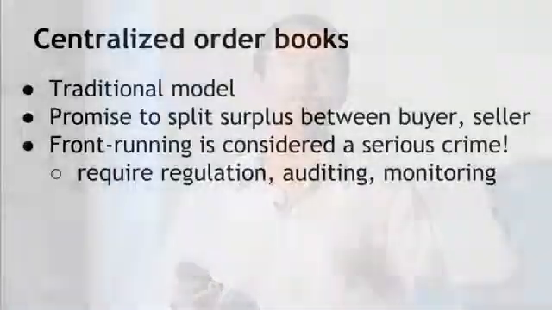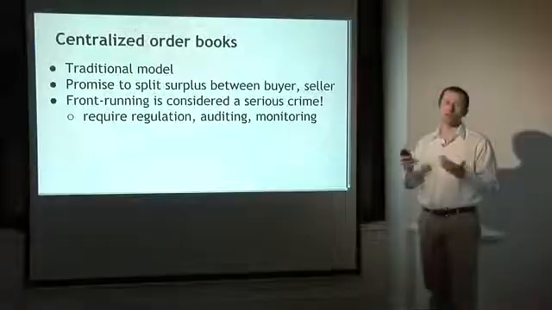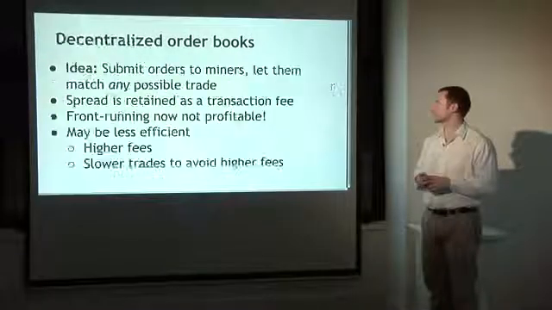So if the centralized order book is dishonest, they might put their own orders in ahead of time to try to get a better deal for themselves. So this is called front running. It shows up in a variety of financial settings, and it's considered a serious crime. So theoretically, this is something that you go to jail for a long time if you're caught doing. And centralized order books require that legal enforcement to prevent front running and to keep the security model sound.